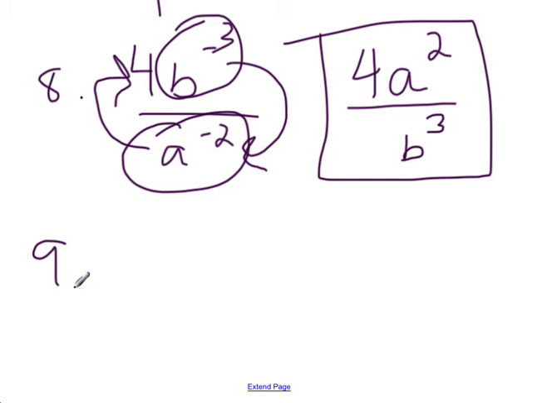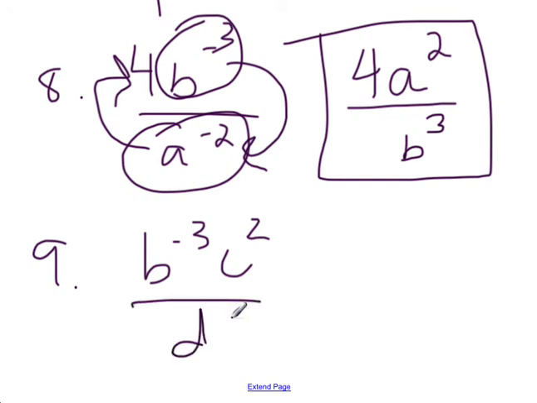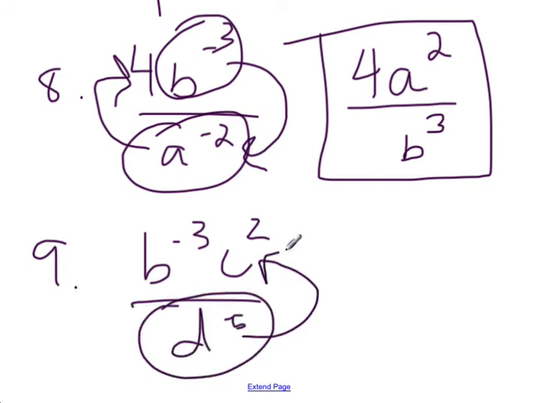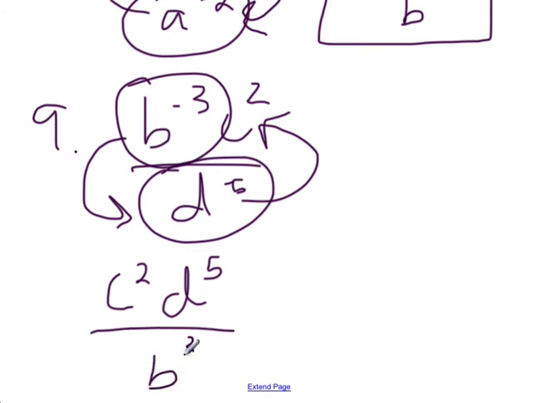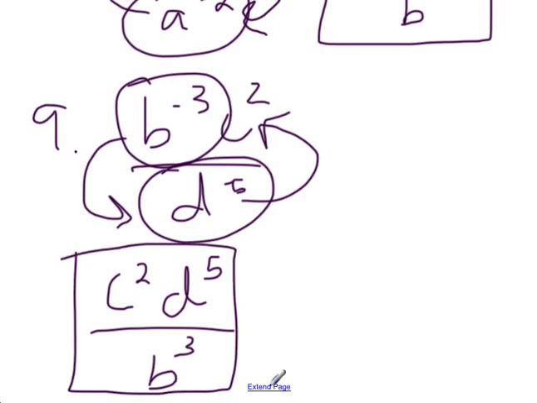Let's take a look at number 9. So number 9, you have b to the -3, c squared, and on the bottom, d to the -5. So again, your d is negative on the bottom, so I want to flip it up top. Your b is negative up top, so I want to flip it to the bottom. So when I flip that d to the top, I end up getting c squared, and then d to the 5th, and then on the bottom, I get b, and then it's going to be cubed. Again, just flipping where they're located because it's negative.